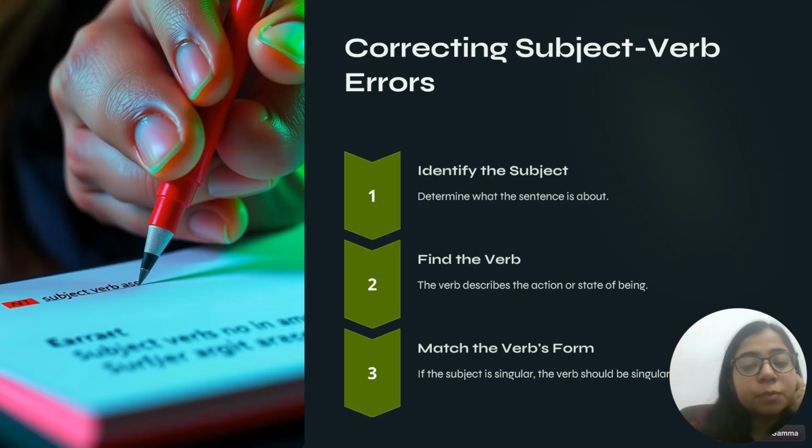Next is correcting subject verb errors. How to correct subject verb errors? First point is to identify the subject. You need to identify the subject in a sentence, right? Next is find the verb. You need to find the verb in a sentence. So first identify the subject, then find the verb. Next is match the verb's form. If the subject is singular, the verb should be singular and vice versa. So first look for the subject, then look for the verb, then match whether the subject is singular or not, so the verb is singular or not. Like that.